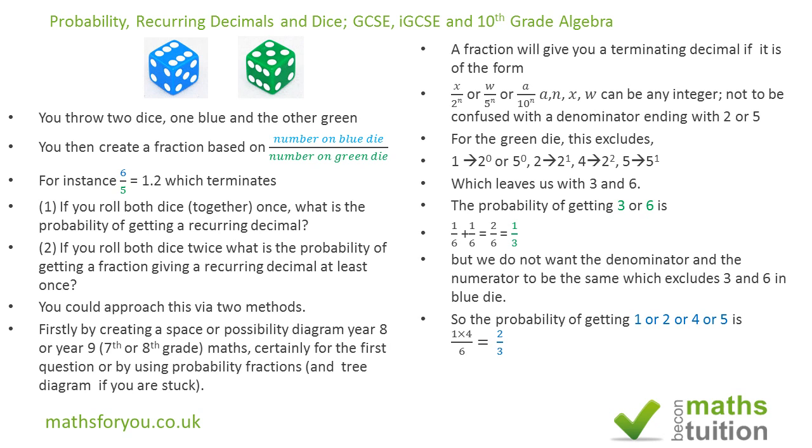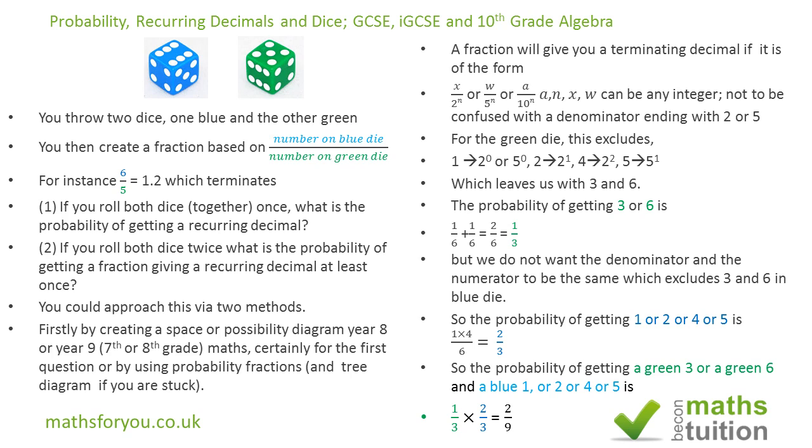So the probability of getting a 3 or 6 and a 1 or 2 or 4 or 5 will be 1 over 3 times 2 over 3, and we get the answer 2 over 9. Hope that makes sense. Right, now for number 2.